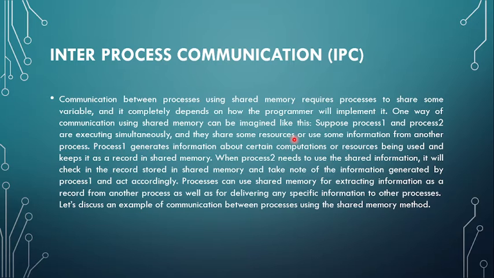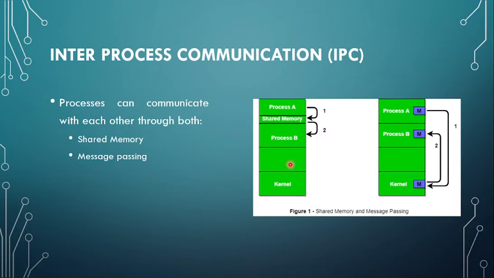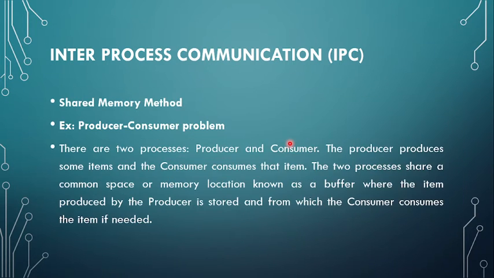Processes can use shared memory for extracting information as a record from another process, as well as for delivering specific information to other processes. Here is how the shared memory works. Process A stores some information about its shared data in this shared memory location, and if process B wants to use the data, it will access the data stored by process A in shared memory. This is how processes communicate with each other in shared memory.